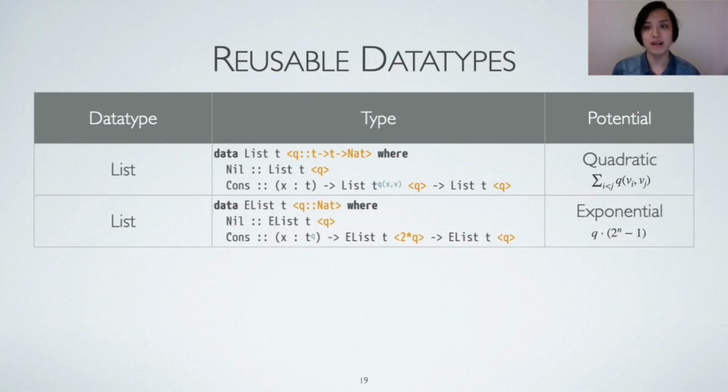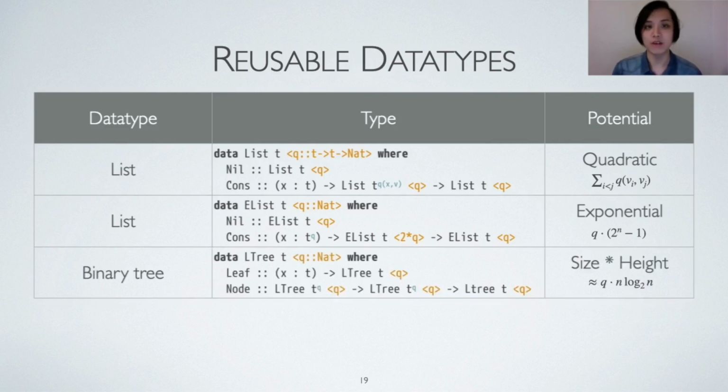The second one specifies exponential potential over list by doubling the potential in each element of the tail in the econs constructor. The third one defines binary trees. To capture tree height in the potential, the node constructor adds q more units of potential to the element in the subtree. So basically, an element at the leaf carries q times h units of potential, where h is the depth of the leaf. In this way, we can express a resource bound like O(n log n) if the binary tree is balanced.